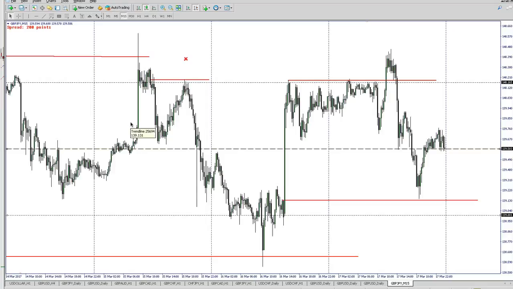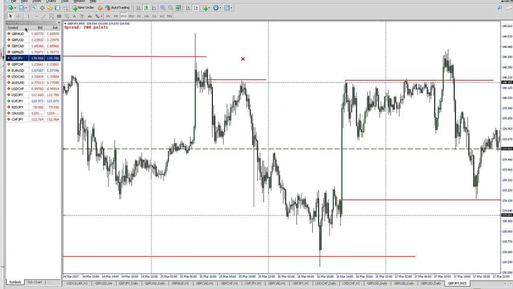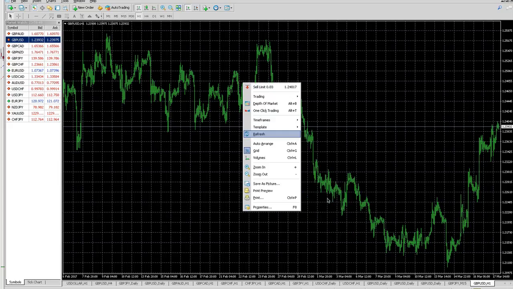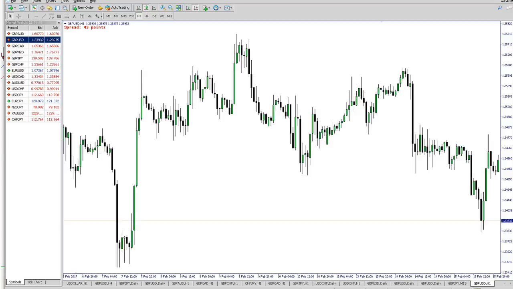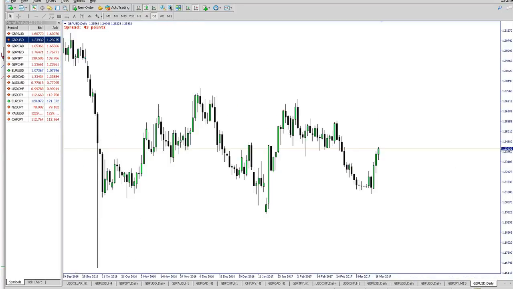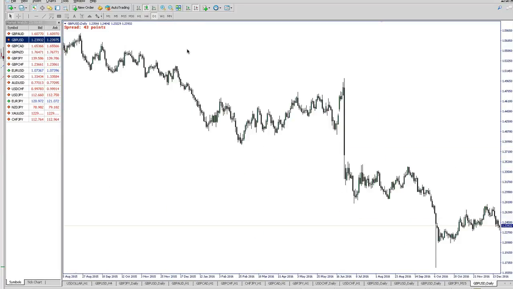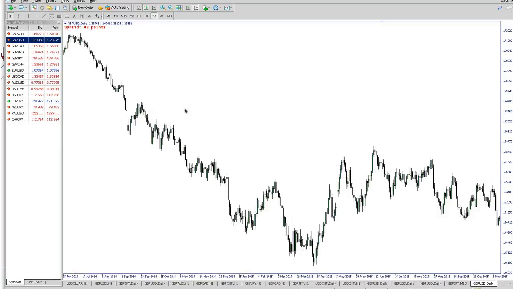I'm not going to speed up my voice, but I'm going to speed up the pace of what I'm doing. So let me just open up Great Britain USD on a daily, and let me just show you a moving range. If you can keep up with this, guys, it's powerful.